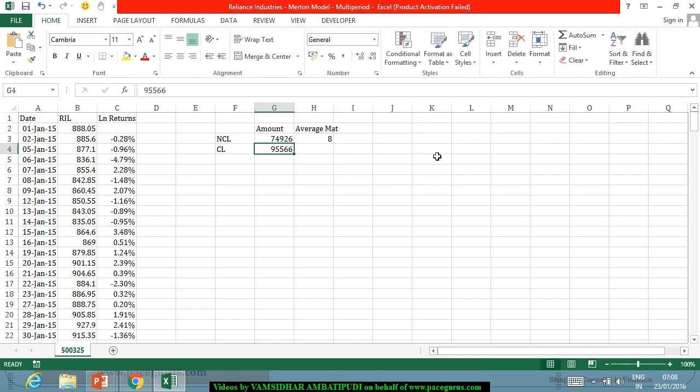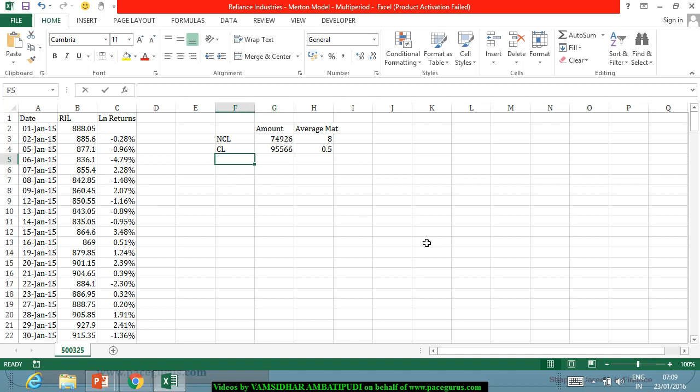Here, let's say I'll take 8 years. Here, I'll assume 0.5 years. So some such kind of thing, I'm looking both for non-current as well as current liabilities. So based on this, I can very well find out what is the average maturity.